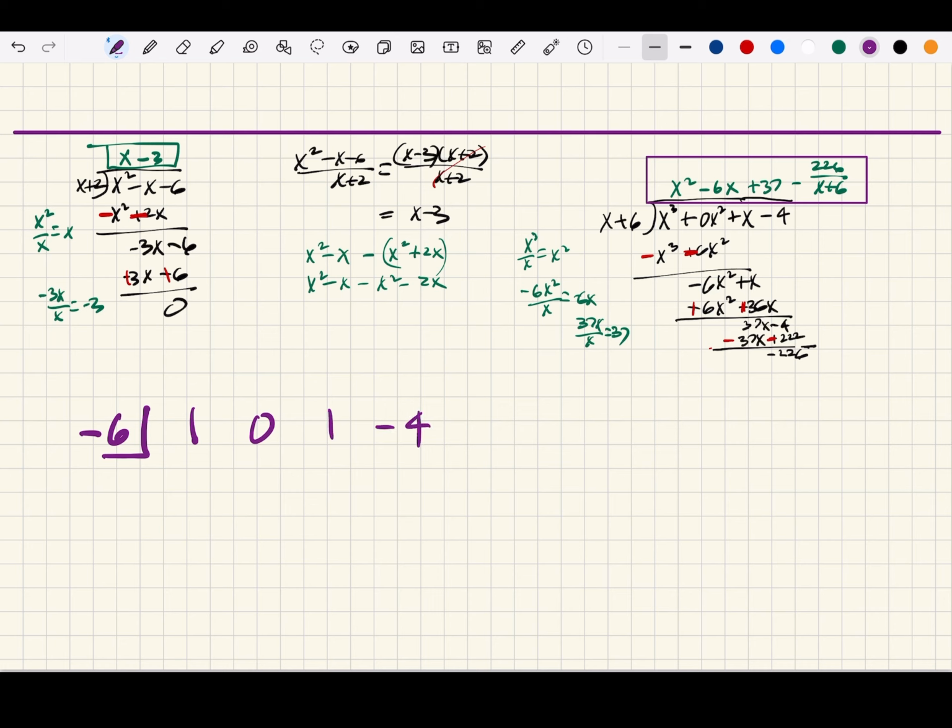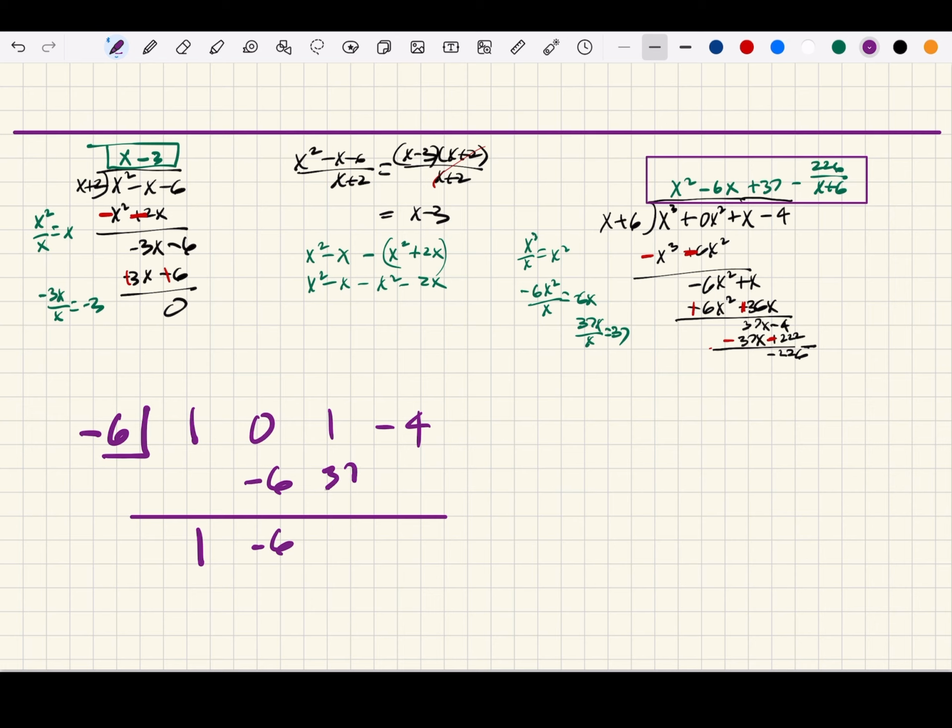Everybody seeing where I'm getting the numbers? Leave a space, draw a line. I'm going to write above and below that line. I start by dropping the first one down under the line. Then I multiply. Minus 6 times 1 is minus 6. I write it below the next term. And then I add. 0 and minus 6 is minus 6. And then I multiply. Minus 6 times minus 6 is 36.